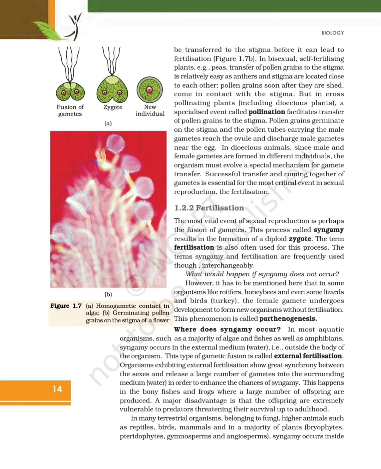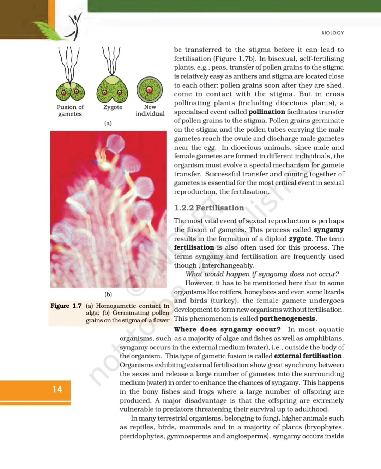But in cross-pollinating plants, including dioecious plants, a specialized event called pollination facilitates transfer of pollen grains to the stigma. Pollen grains germinate on the stigma and the pollen tubes carrying the male gametes reach the ovule and discharge male gametes near the egg. In dioecious animals, since male and female gametes are formed in different individuals, the organism must evolve a special mechanism for gamete transfer. Successful transfer and coming together of gametes is essential for the most critical event in sexual reproduction, that is the fertilization.